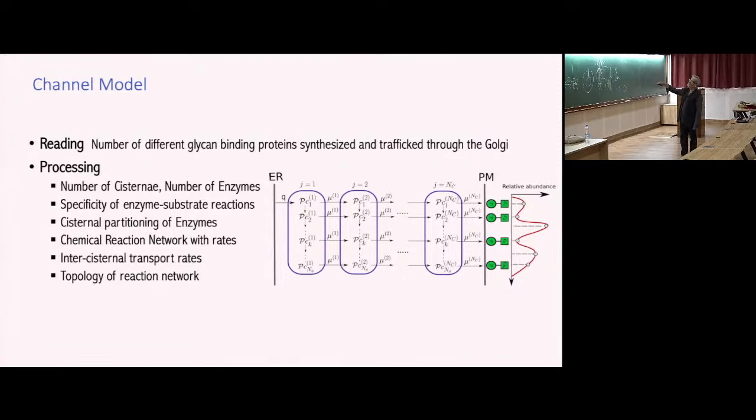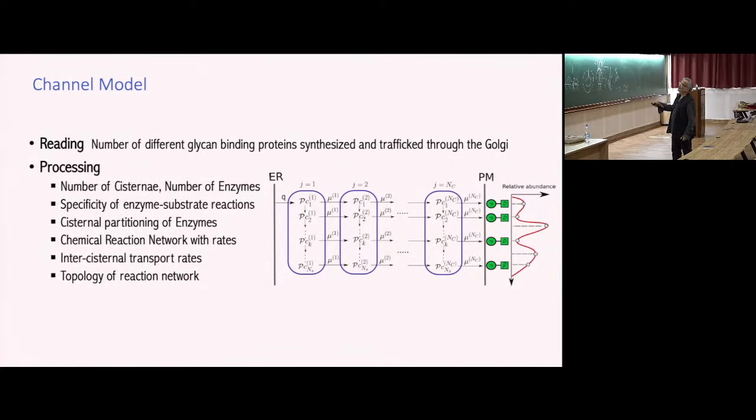Finally, after the nth cisterna, you deliver the goods onto the plasma membrane, and that's your final display of the glycans. So what does the channel model involve? The channel model involves the number of different kinds of glycan binding proteins that are synthesized and processed by the ER.